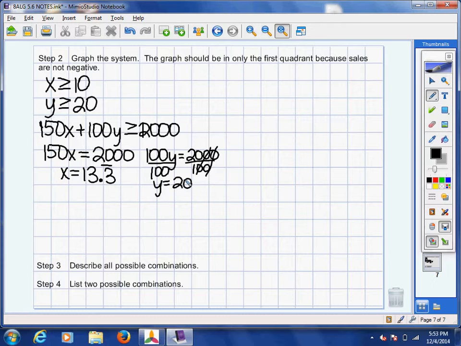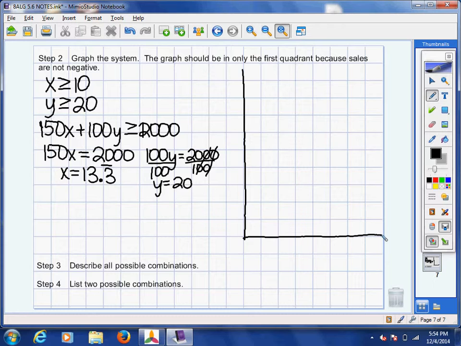Now, the graph should be first quadrant only. Does anybody have any ideas why that is? Now, I'm hoping that you're saying to yourself, well, you can't sell negative numbers of surfboards and wakeboards, and you would be correct. So that's what we're after. We're going to do first quadrant. So I'm going to come over here and get this going.